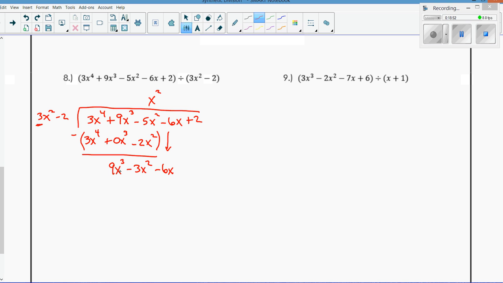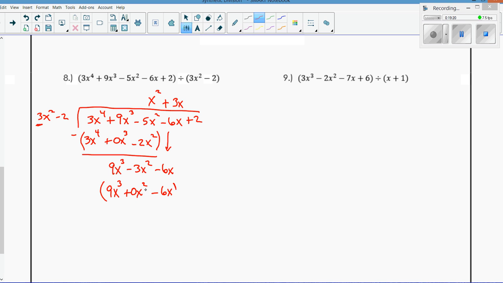Okay, and again, now we've got to account for the 9. Before, I just put a 9 up here. But if I put a 9 times 3, I'm going to get 27. So I actually just need a 3x. 3x times 3x squared is what gives me 9x to the 3rd. My next term would be negative 6x, which goes all the way over here. So I would add in a 0x squared as a placeholder.